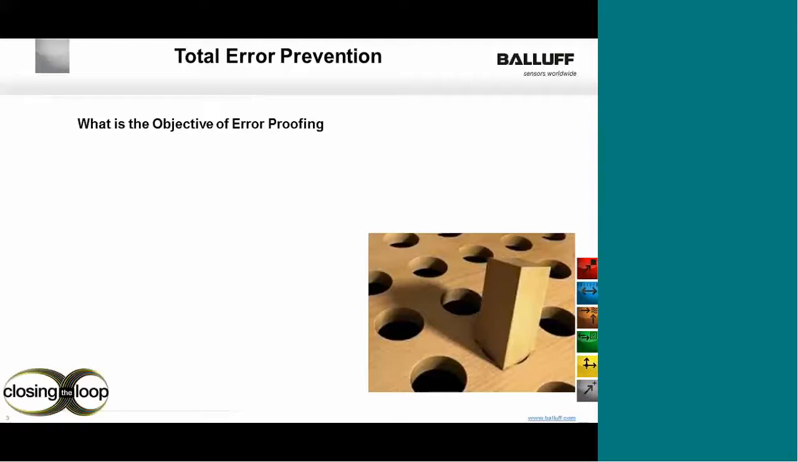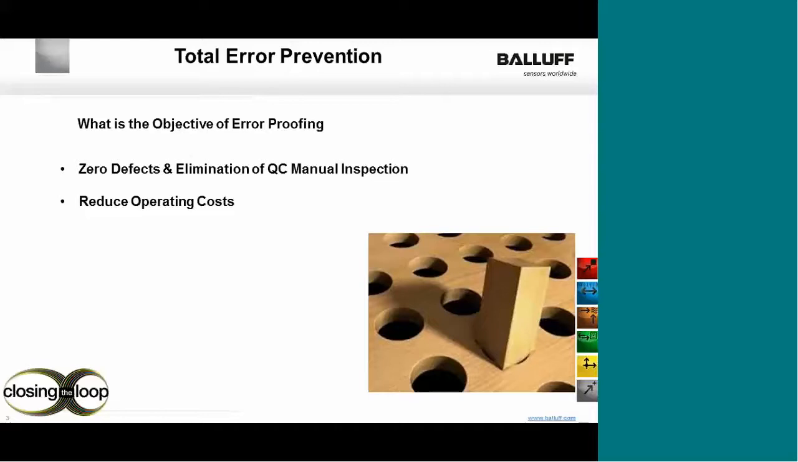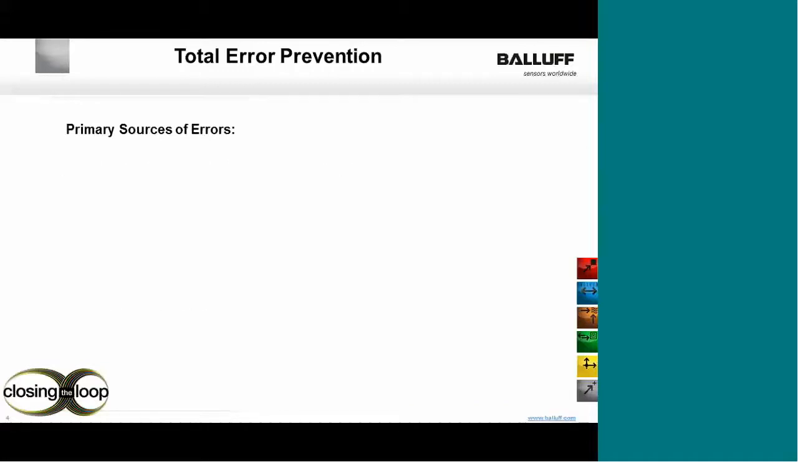So what is the objective of error proofing? It's to seek zero defects and elimination of quality control using manual inspection. It's to reduce operating costs. And in reducing operating costs, that would include costs such as rework, scrap, warranty, secondary inspection, overtime costs, and special shipping.